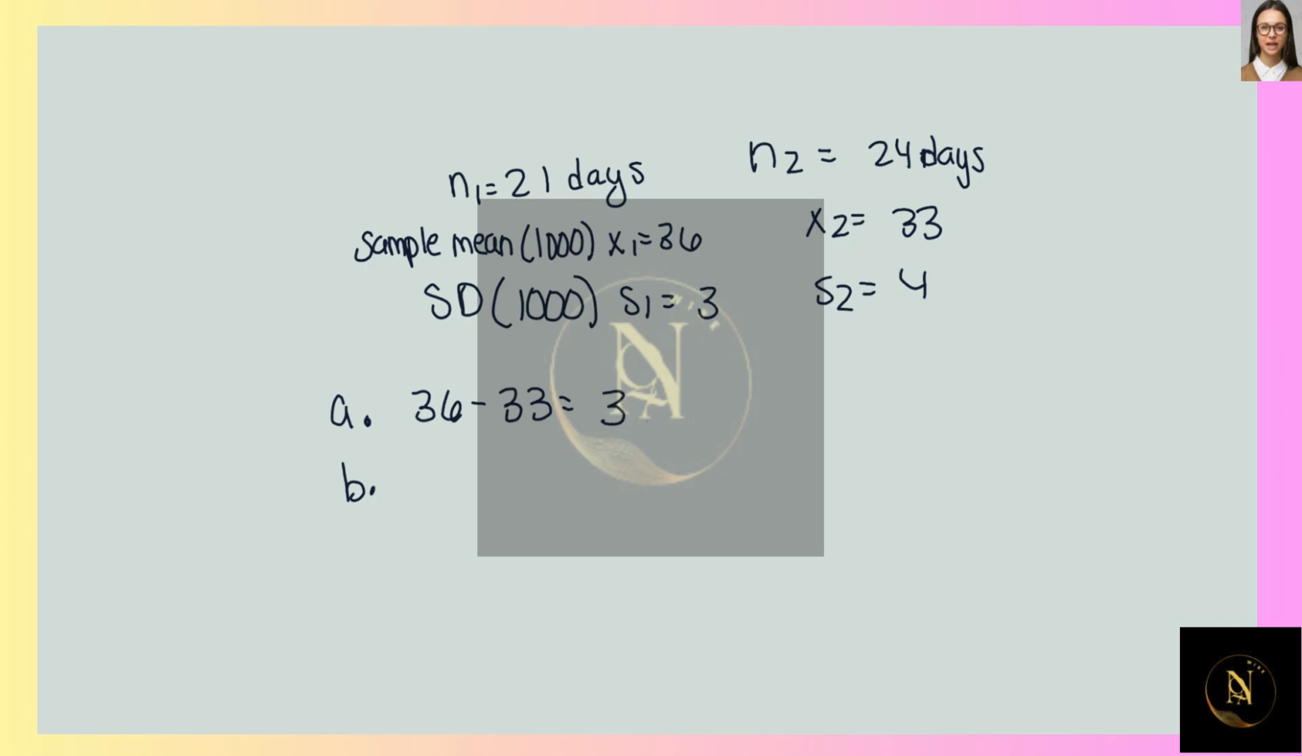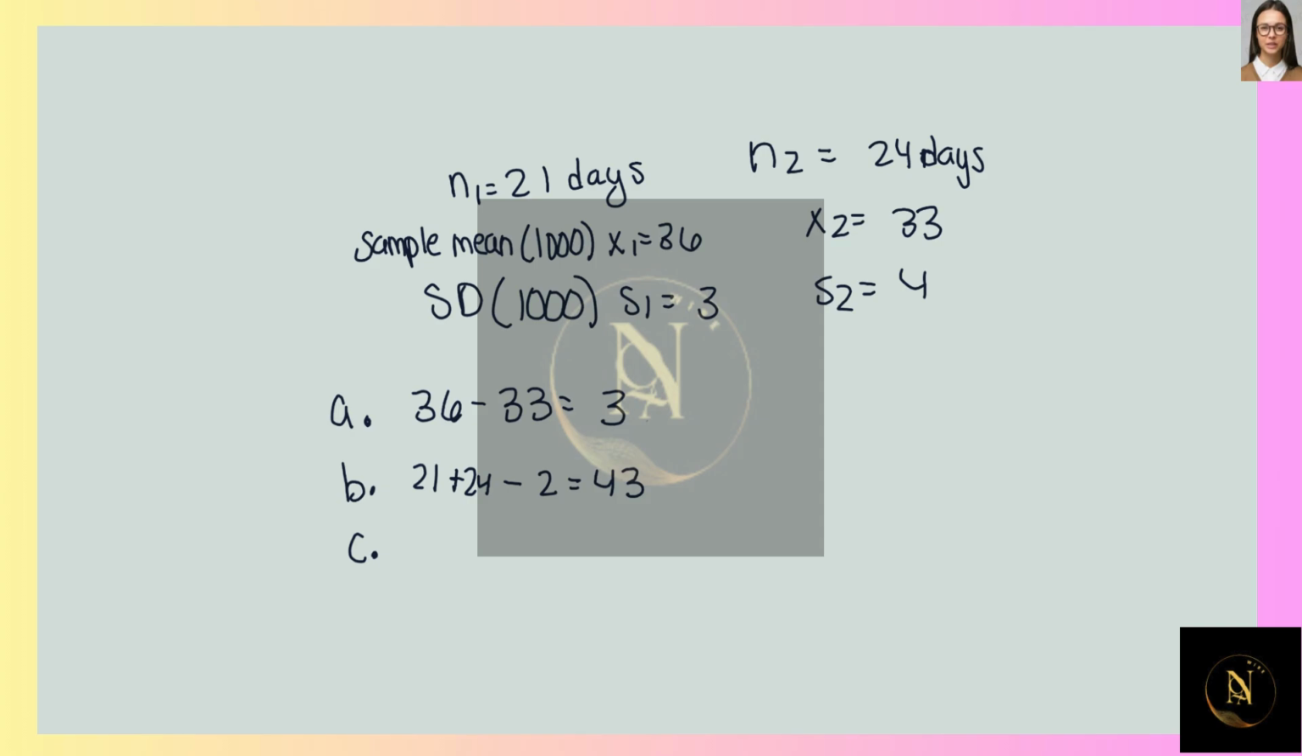And then for your degrees of freedom, you're going to take 21 plus 24, and then minus 2, and you're going to get 43. And then C, compute the margin of error. So to get the margin of error, you first have to pull the variances.